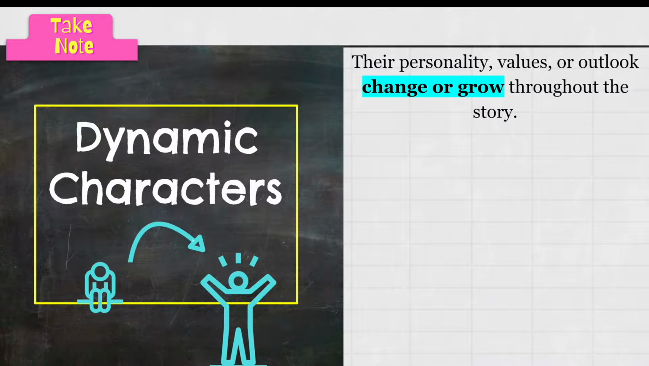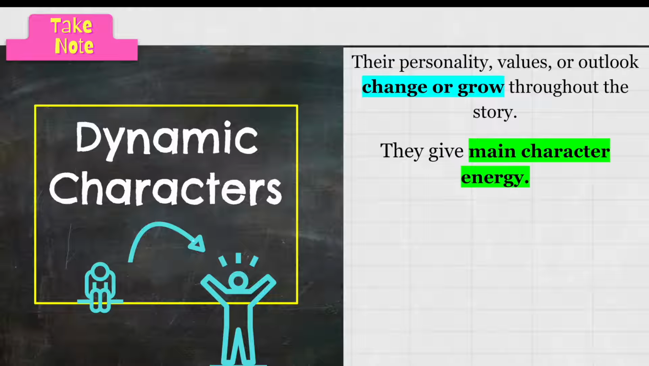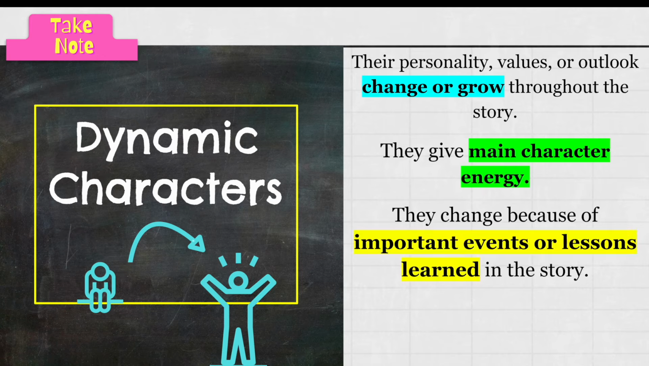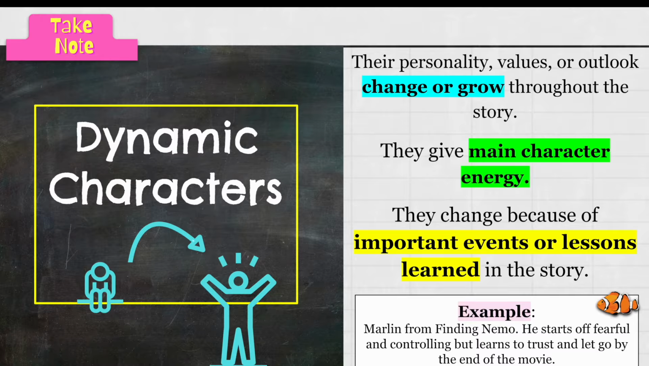That brings us up to dynamic characters. So, with a dynamic character, their personality, values, outlook, they change and grow throughout the whole story. They give that main character energies. All right, this would be Rapunzel in Tangled. They change because of what's happened in the story or the lessons that they learned in the story. An example would be Marlin from Finding Nemo. He starts off fearful and controlling, but learns to trust and let go by the end of the movie.